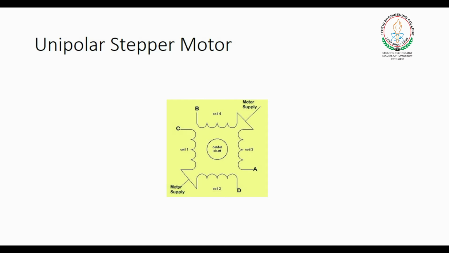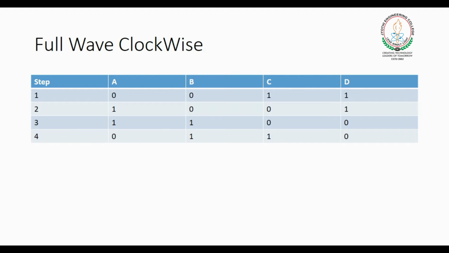We can see four coils for a unipolar motor, named A, B, C, D. We can energize each coil or each electromagnet. In the full drive mode, we will use two electromagnets at a time. Here is the sequence for full drive clockwise mode.